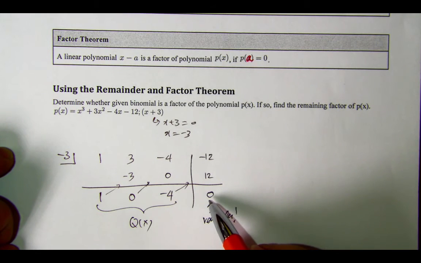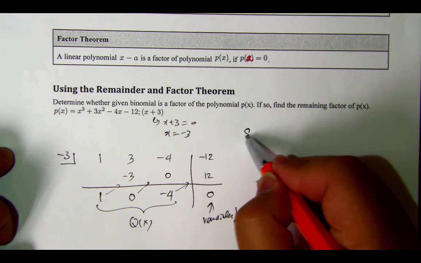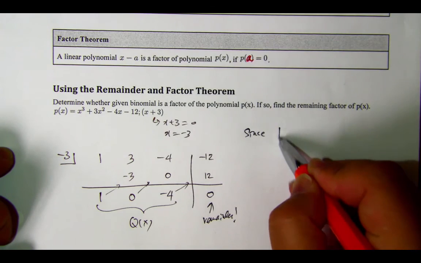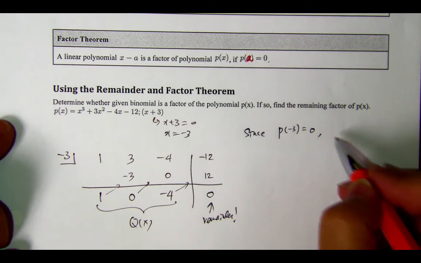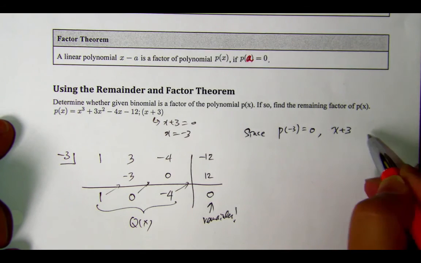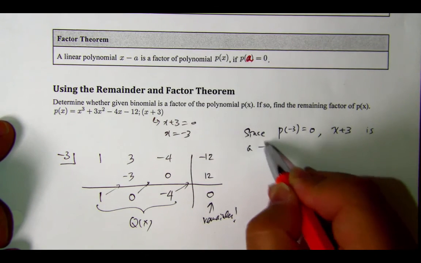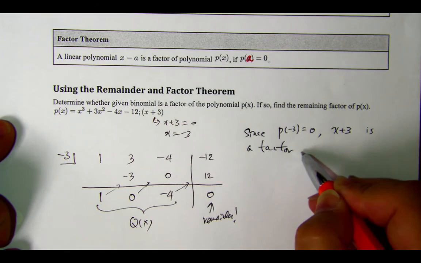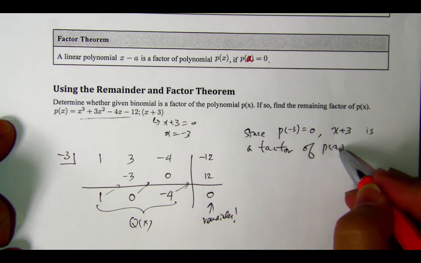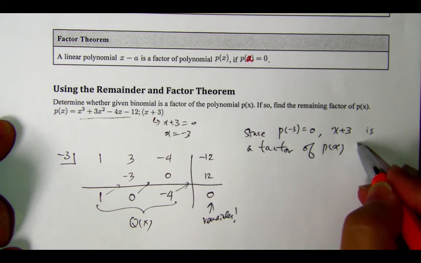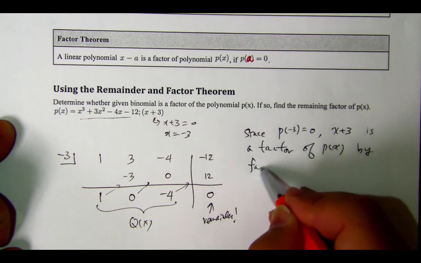Oh, wow. So what we could say is that since p of negative 3 is equal to 0, we could say that x plus 3 is a factor of p of x. That's right here. And we need to justify it, right? What's the reason? By the factor theorem. That's what the factor theorem says, right?